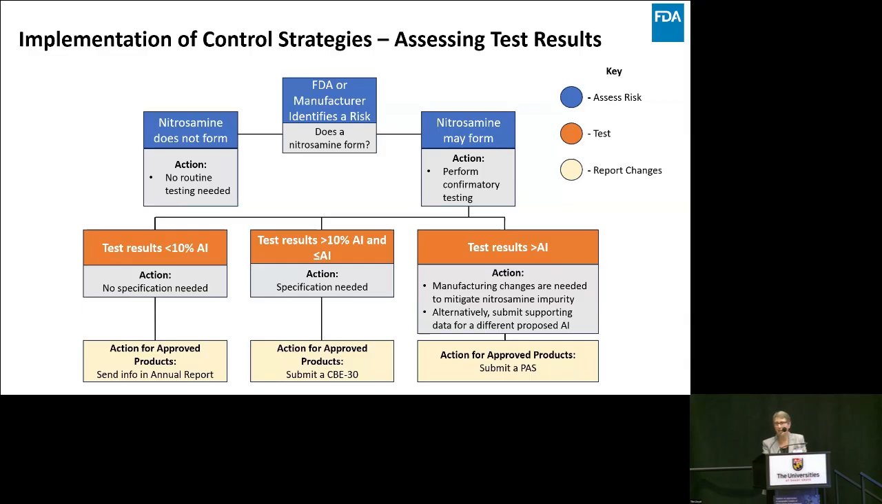The manufacturer does not need to set a specification limit for that particular impurity, even though it was identified initially as a risk. The manufacturer can prove that indeed it does not form. In the absence of that data-driven study, the manufacturer should go on to the next step, which would be to perform confirmatory testing. And now I'm going to go on to the orange boxes.